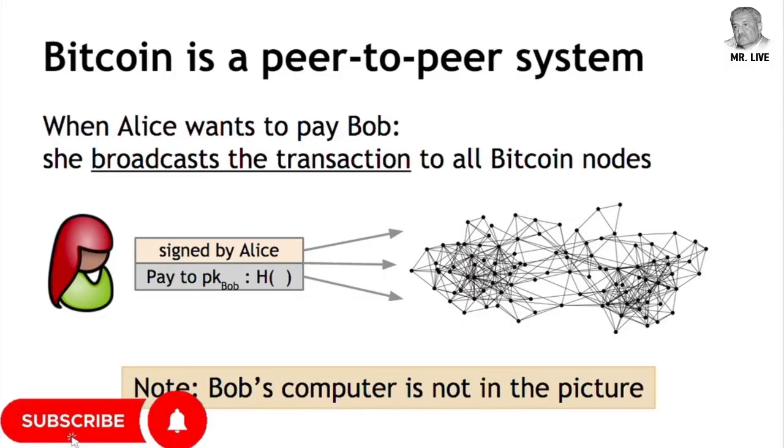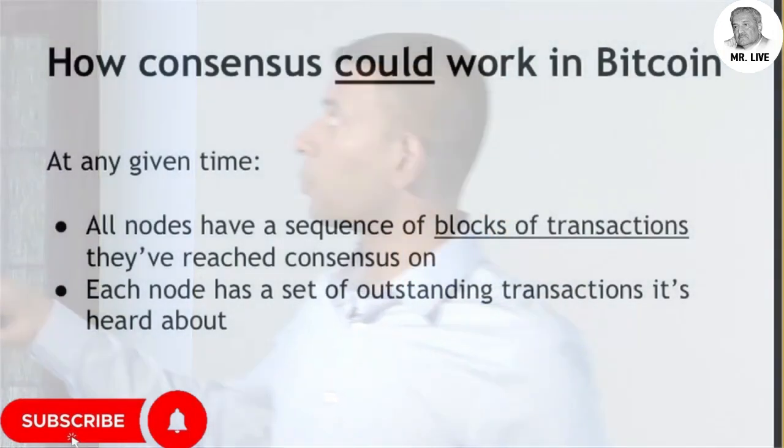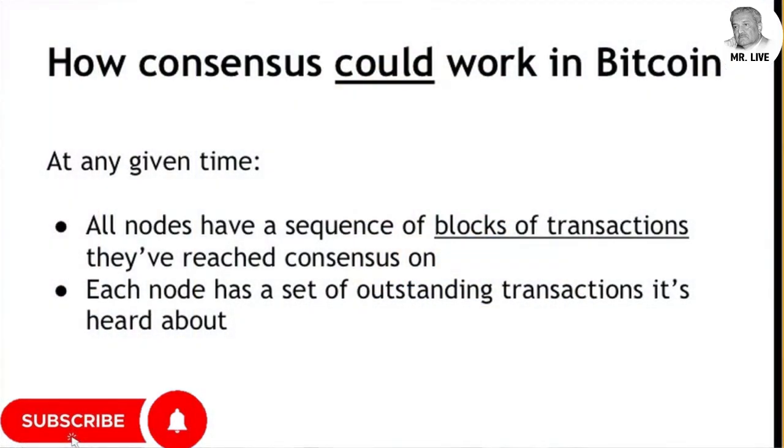Given this peer-to-peer system, what is it exactly that the nodes might want to reach consensus on? Given that a variety of users are broadcasting these transactions to the network, what everybody wants to reach consensus on is exactly which transactions were broadcast and the order in which these transactions happened. So what does that mean specifically? How consensus could work in Bitcoin is that at any given time, all the nodes in the peer-to-peer network would have a sequence of blocks of transactions that they've reached consensus on.